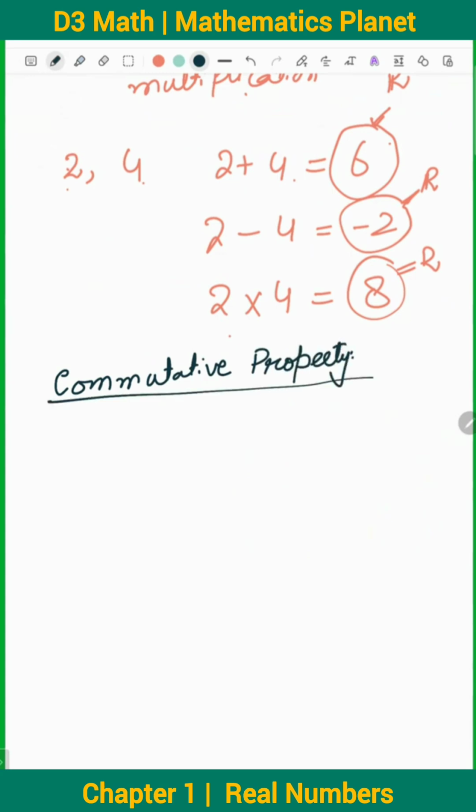Next one is the commutative property. What is it? Multiplication and addition of two real numbers follow the commutative property. Commutative property means that if you do 2 plus 4 or 4 plus 2, you will get the same answer. 6 is equal to 6.